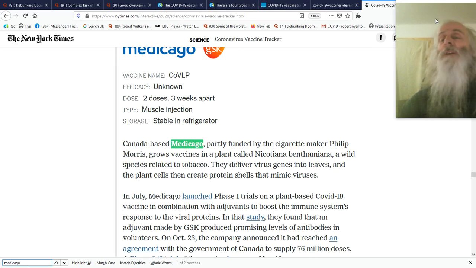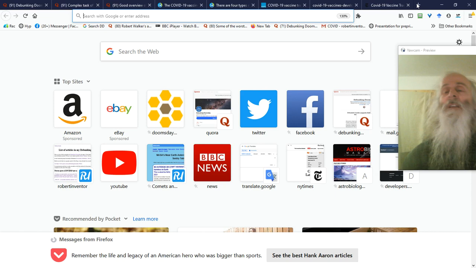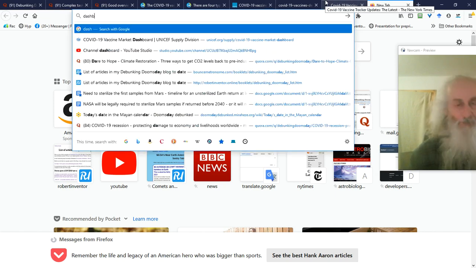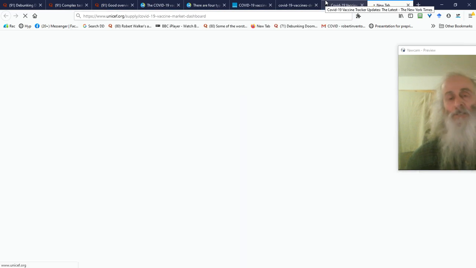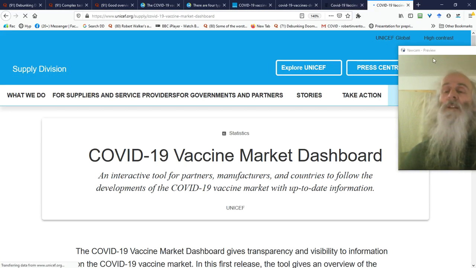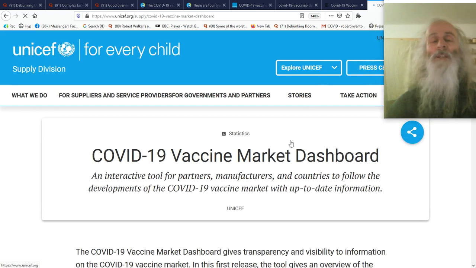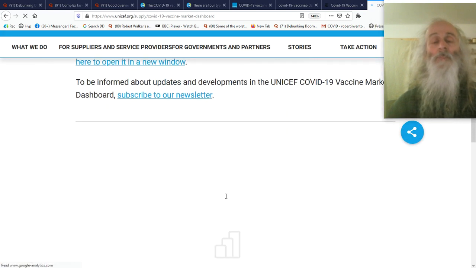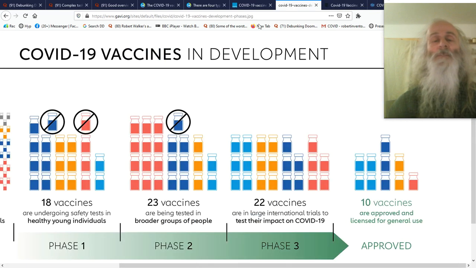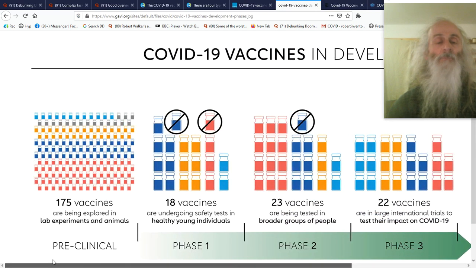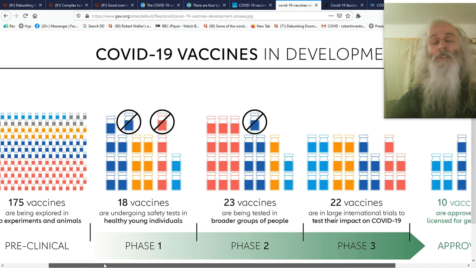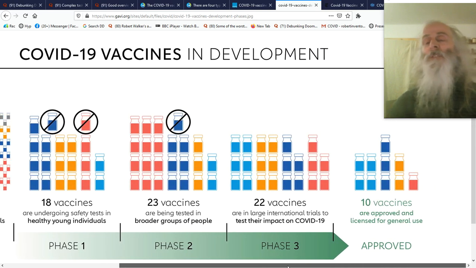Another thing I should bring up, which I haven't listed here, is the COVAX market dashboard. That's another resource that will tell you all about what's happening in vaccine research and development. So I'm hoping this will help you understand science has moved on tremendously, and we've had these issues with the variants, but there are just so many vaccines. You see all these ones, 10 vaccines, 22, and then if you look over here, in preclinical trials, 175, 18, 23, 22, 10.